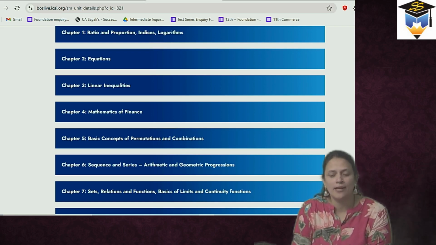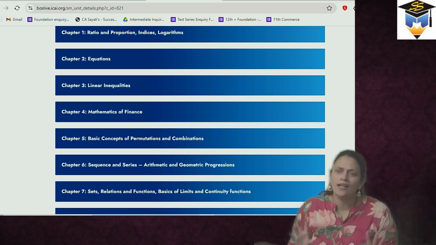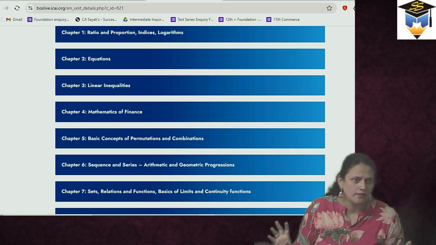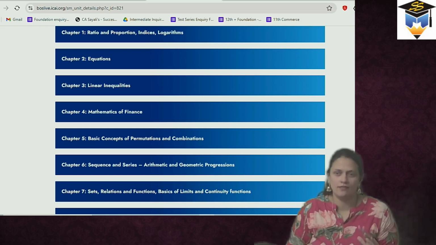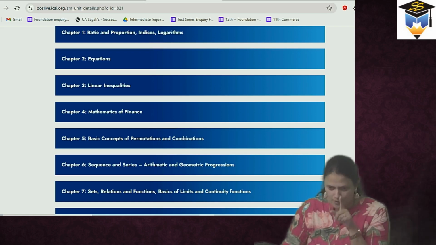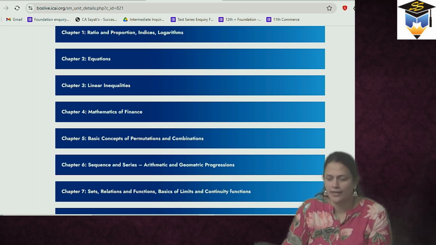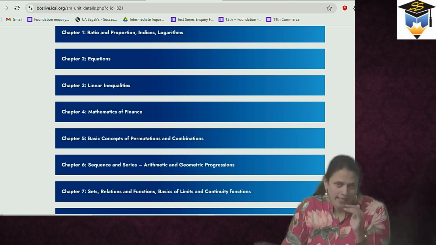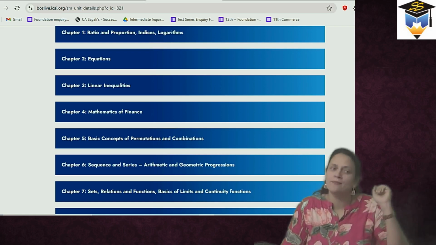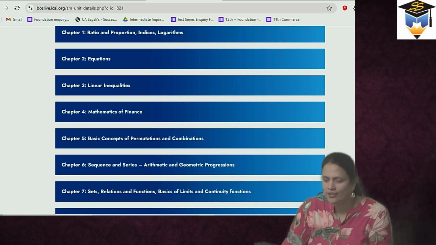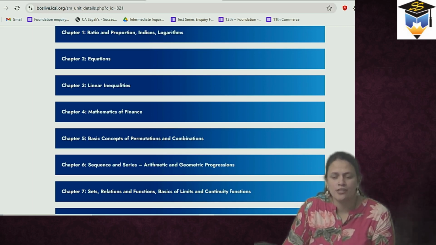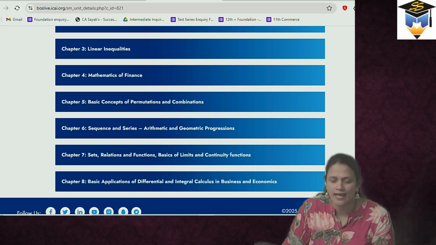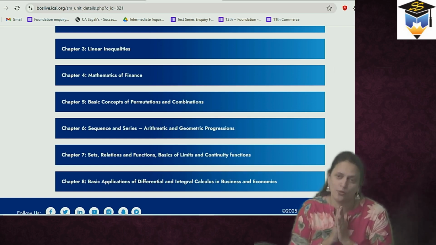Then next comes mathematics of finance, which is a very, very important chapter. Next is basic concepts of permutation combination. अब सबको permutation combination था till 10th standard या नहीं? 11th में आपने किया होगा, correct? Okay, next is sequence and series, arithmetic and geometric progression. This is a quite easy chapter because arithmetic progression आप सबको था till 10th standard. Okay. Next is sets, relations, functions, basics of limits, and the last is differential equations or calculus.